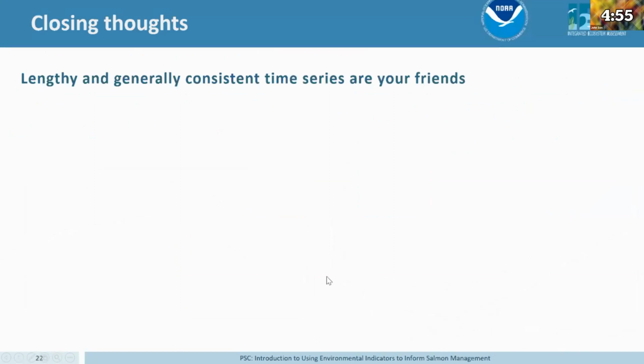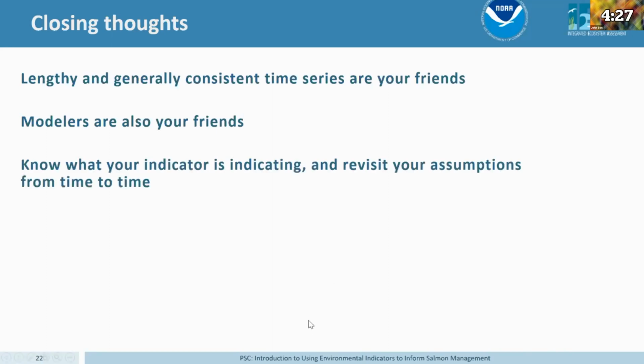So I'll just close with a couple of general thoughts about indicators. I apologize for how rushed this has been. Lengthy and generally consistent time series of indicators, I think, are your friends. They support these analyses a lot better. Modelers are also your friends for developing models that can produce ecosystem information and also fill in gaps when you aren't able to collect data.